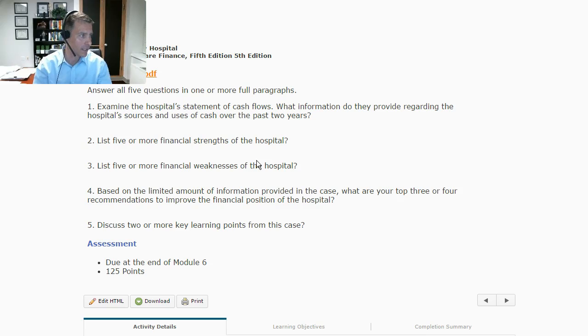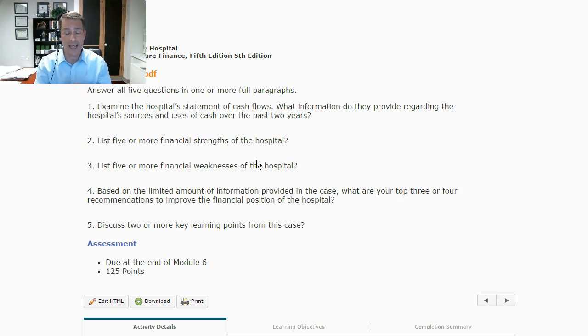This first question is, examine the hospital statement of cash flows. What I would want to know, or just some suggestions, is do you know what the elements are within a statement of cash flows? Look at some of those elements and you're going to be applying that to this question. What information do they provide regarding a hospital's sources and uses of cash over the past 2 years? That's what a statement of cash flow does in general with sources and uses of cash, and can you extract that information out of what's being given in this case study?